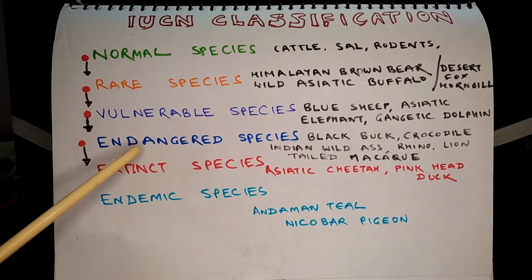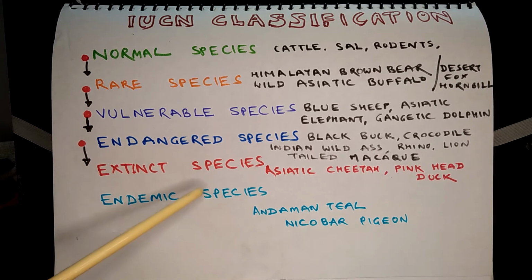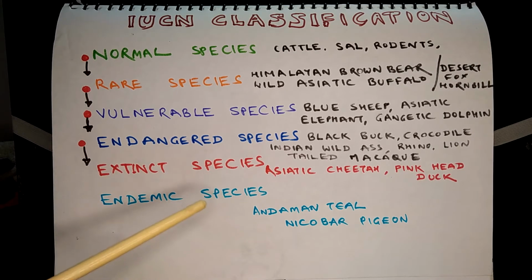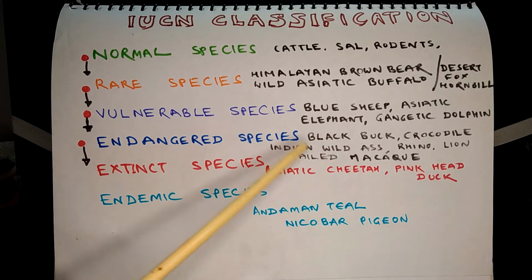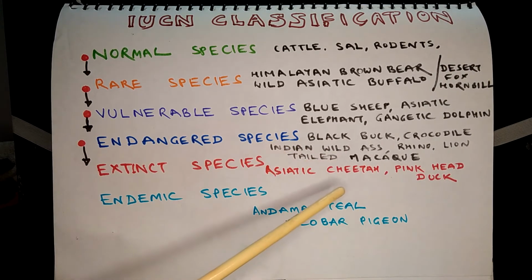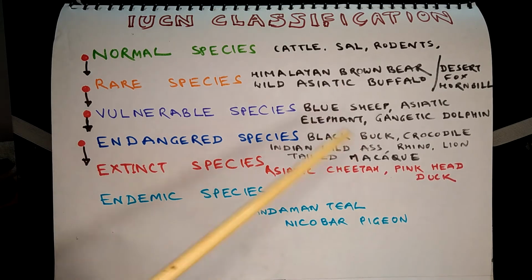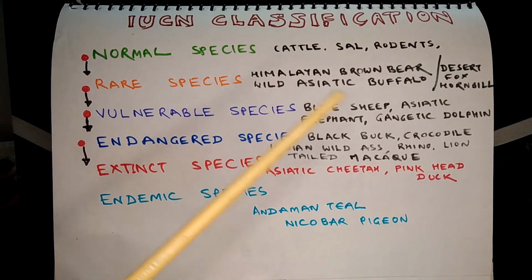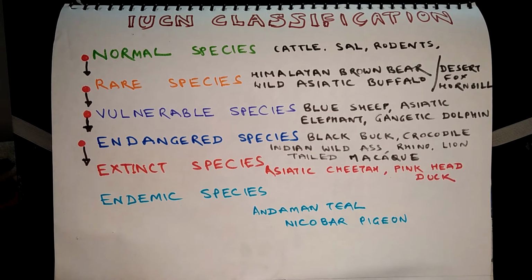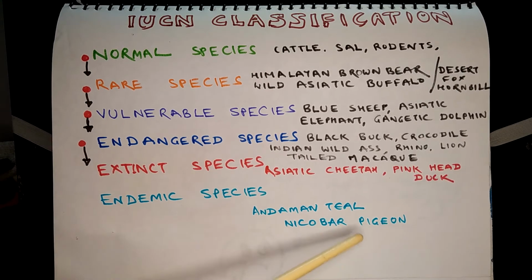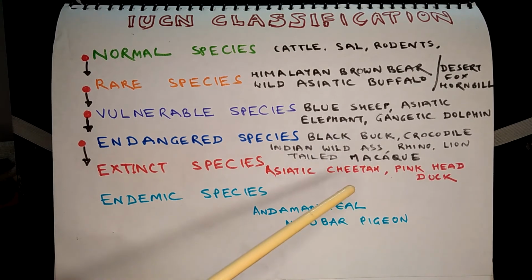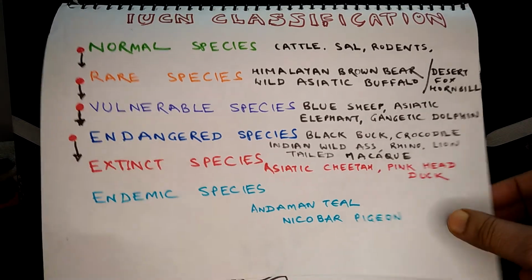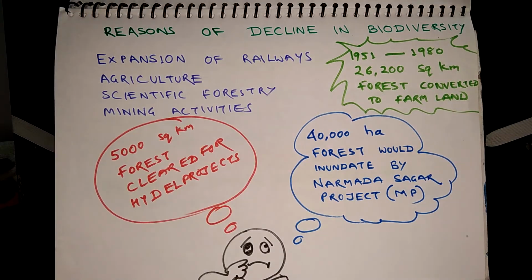If the population further goes down and now it is at the verge of extinction, then it is called endangered species. So black buck, crocodile, Indian wild ass, rhino, lion-tailed macaque, these are endangered species. And if the species is altogether wiped off from the planet, then it is called extinct species. You can take the name of dinosaur, they are extinct. But recent examples are Asiatic cheetah, pink-headed duck, these are extinct species.